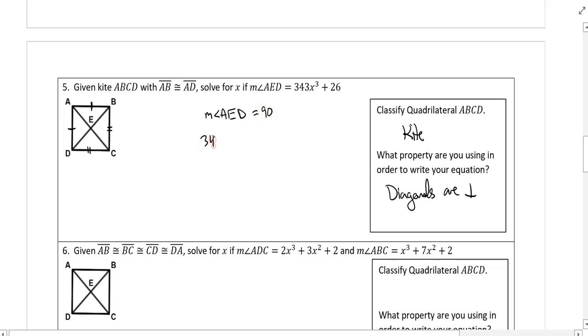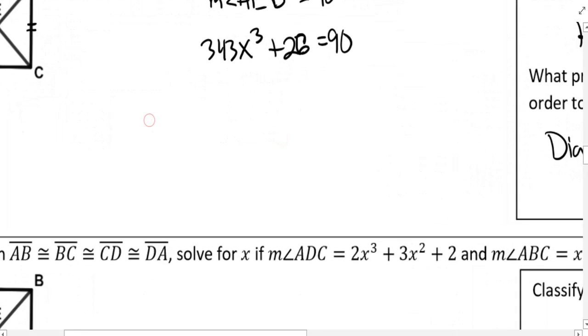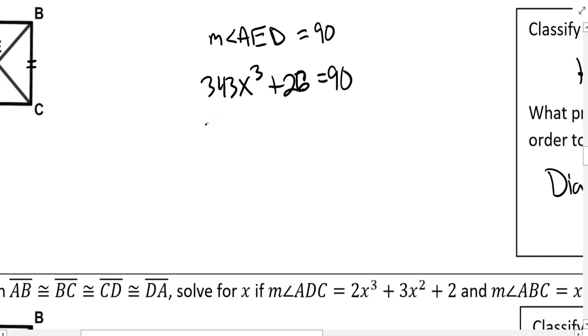So 343x to the third plus 26 is equal to 90. Subtract 90 from 26, and we get 343x to the third minus 64 is equal to 0. Now 343 is 7 to the third power. 64 can be viewed as a perfect cube. It could be 4 to the third, and x to the third is a perfect cube. So we have two cubes here.